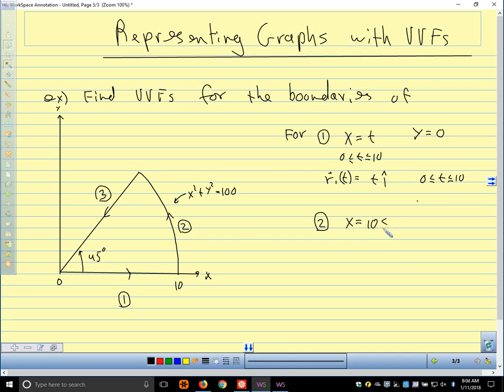So x is 10 sine t. y is going to be 10 cosine t. And t is going to vary from 0 to pi over 4. So r sub 2 of t is 10 sine t i hat plus 10 cosine t j hat, and we have 0 less than or equal to t less than or equal to pi over 4. So that's our second boundary. That was not too bad.